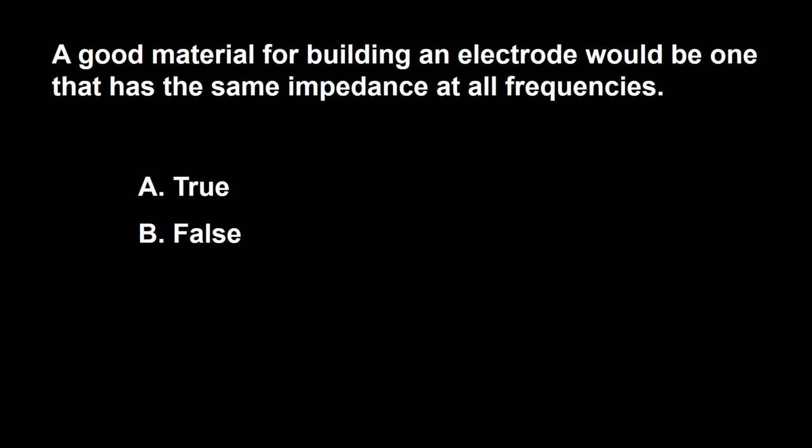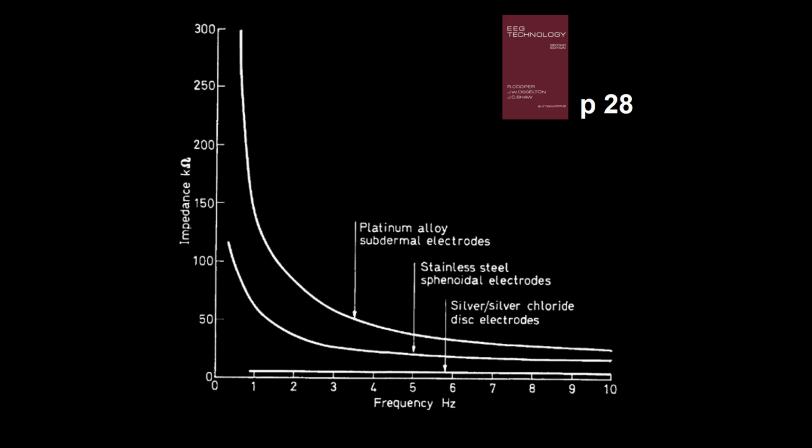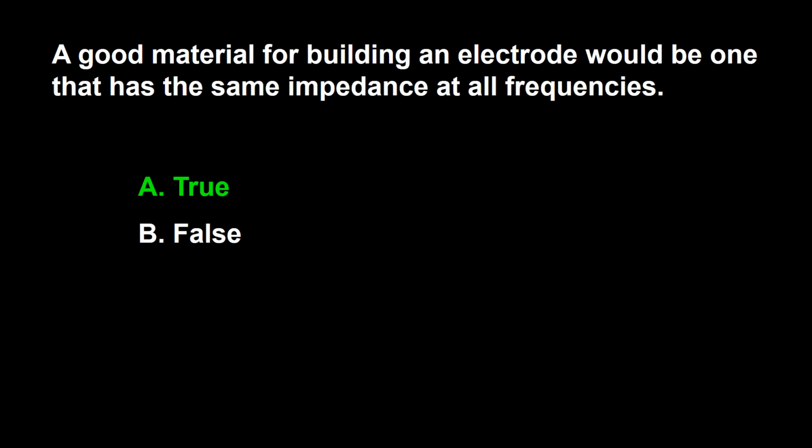The next question is, a good material for building an electrode would be one that has the same impedance at all frequency. A. True. B. False. In this frame, I want to point out the relation between frequency and impedance of different electrodes. As you can see, silver chloride surface electrodes have similar impedance at 10 Hz than at 1 Hz. The same cannot be said about stainless steel sphenoidal electrodes, whose impedance at 10 Hz is relatively close to the impedance of silver chloride surface electrode, but it is much higher at 1 Hz. The difference in impedance related to frequency is even more noticeable when using platinum alloy. So the answer to this question is A.